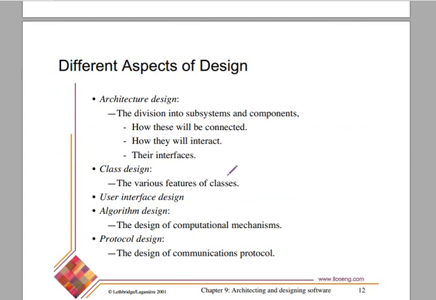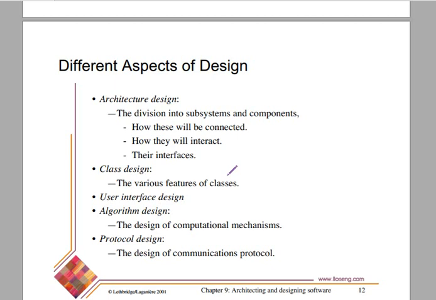Now you have different aspects of design. Designing can be of many types, right? A few things are mentioned over here, a few things are not mentioned over here, but I will tell you all. For example, different aspects of design. The very first one is architecture design. In architecture design, what you are going to do is divide a software into subsystems, or a system into subsystems, right? Then further into components, as well as the process of deciding how these will be connected and how they will interact, including determining their interfaces as well.